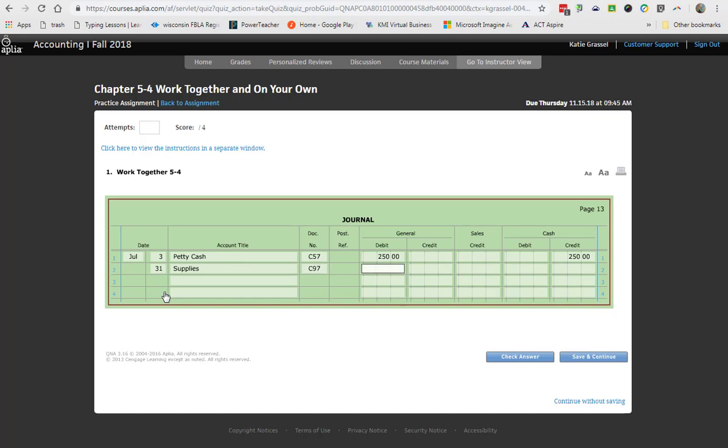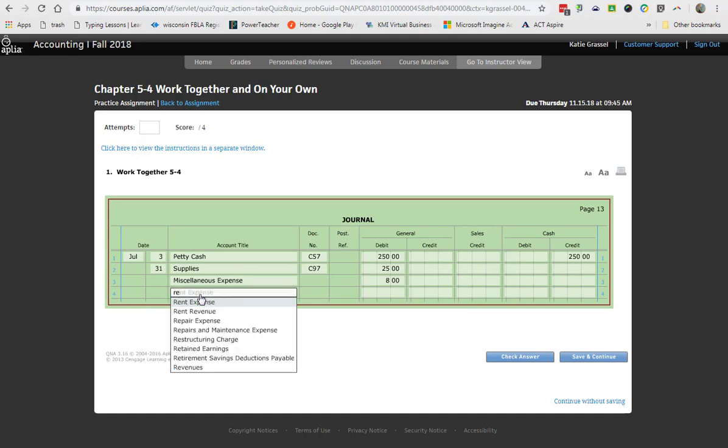C97 is my check number. So supplies is going to be debited $25. Miscellaneous expense is going to be debited 8. Repairs expense, not rent expense like I just typed in, is going to be debited 45.